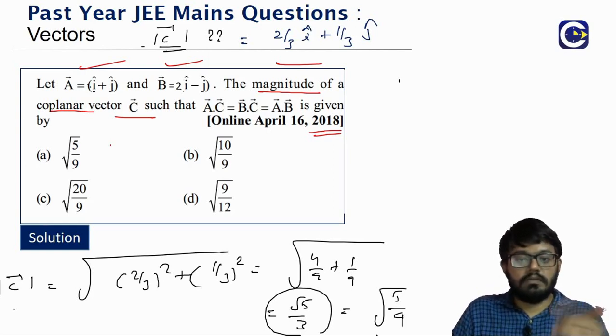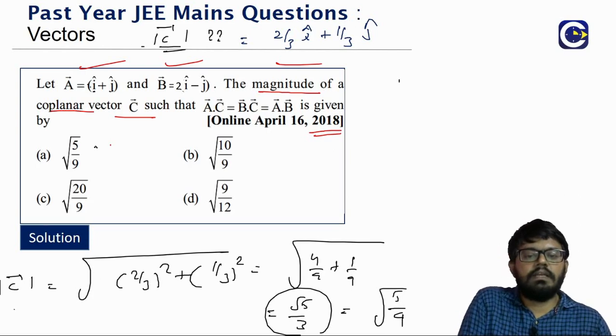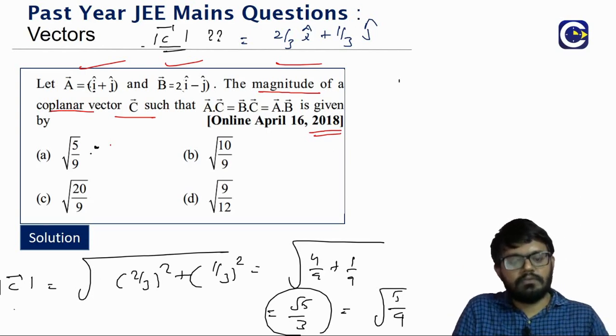Either way is fine. But since this is an MCQ type of examination, we have to look at the answer form they are giving. They are giving it as whole root of 5 by 9. So that is what we have to choose.